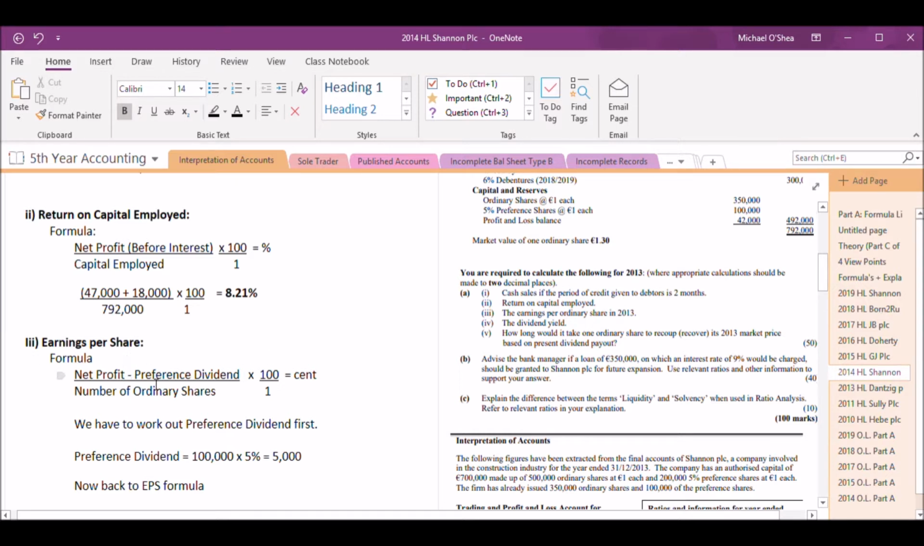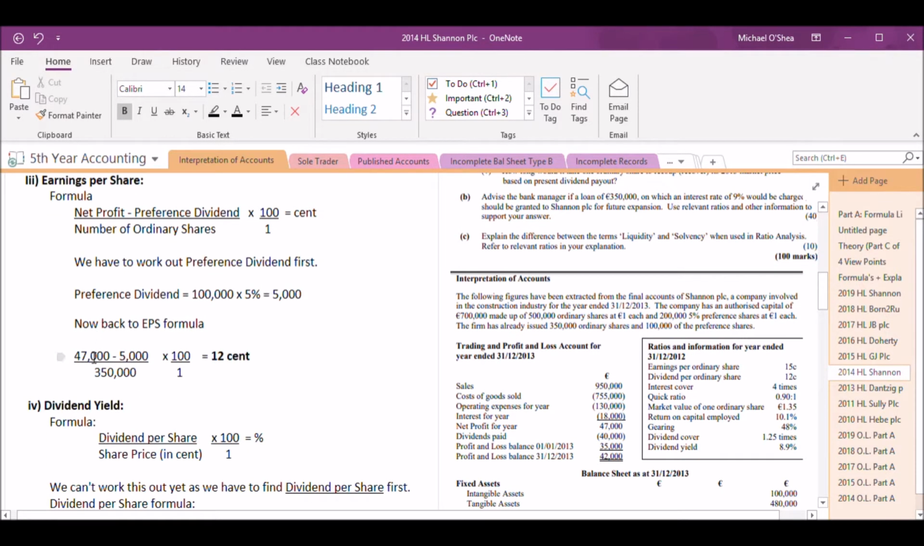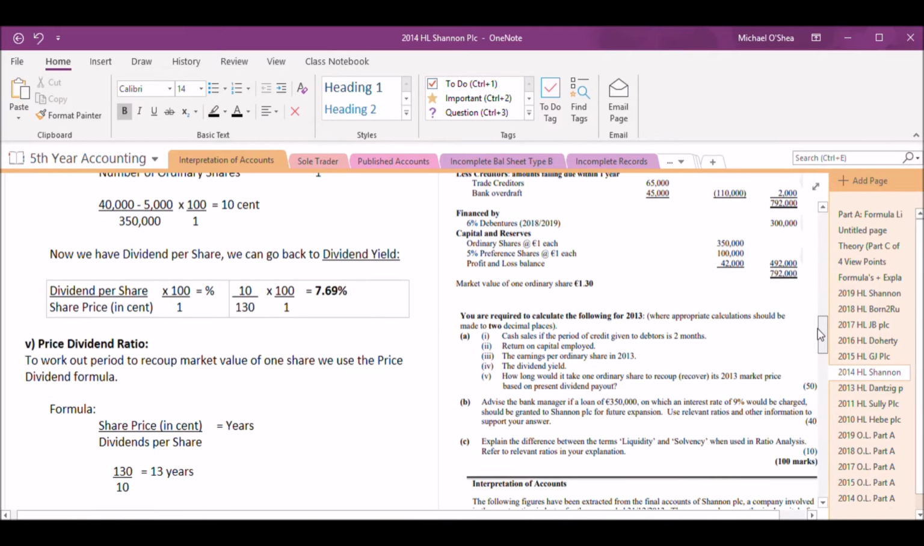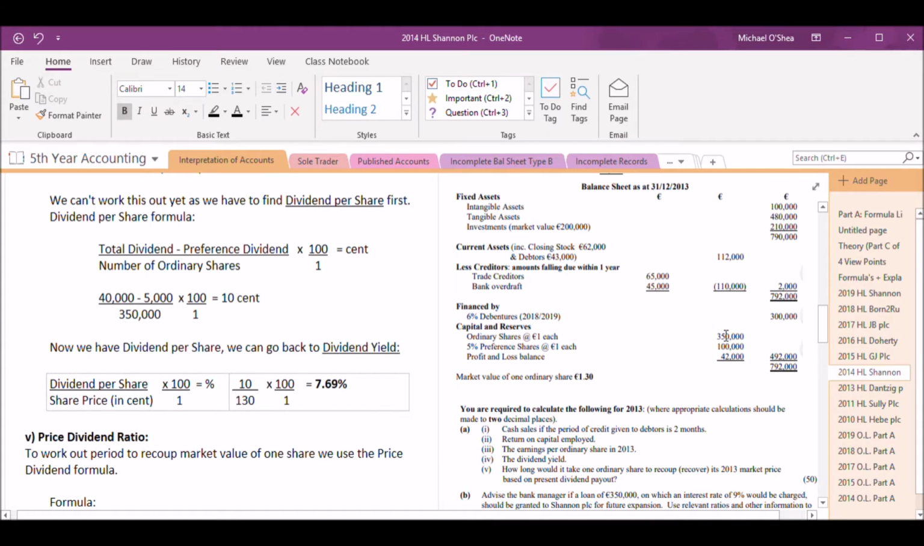Earnings per share: net profit minus preference dividend divided by number of ordinary shares. We have to work out preference dividend first because we don't have that. Preference dividend is simply going to be my preference shares multiplied by their return. 100,000 multiplied by 5% is 5,000. Now back to my earnings per share formula. We knew our net profit already to be 47,000. That information is given here. Minus the preference dividend of 5,000 divided by total ordinary shares, which you will find here of 350,000.